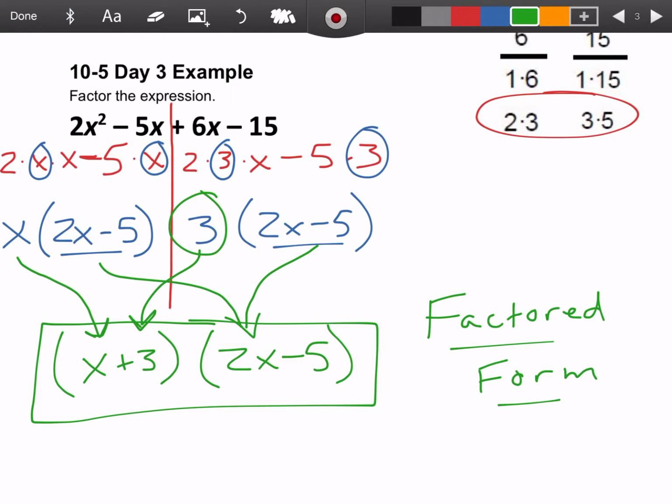So, a common question that we get is, why are we doing all this? This is really just a skill. We're not to the concepts yet of how this looks with a quadratic equation or parabolas or anything like that. So we're just getting some skills down on how this is going to help us solve quadratic equations in the future.